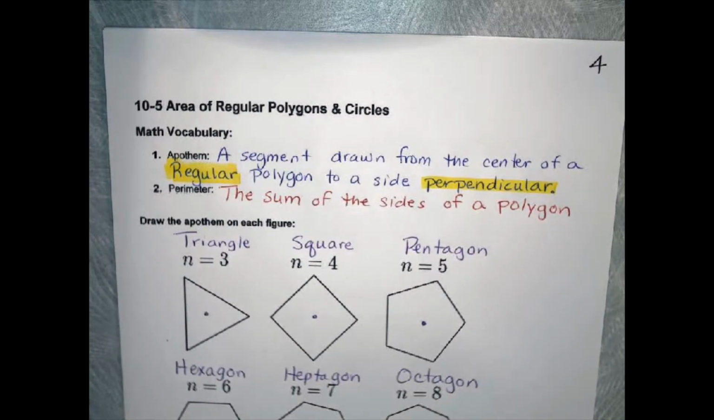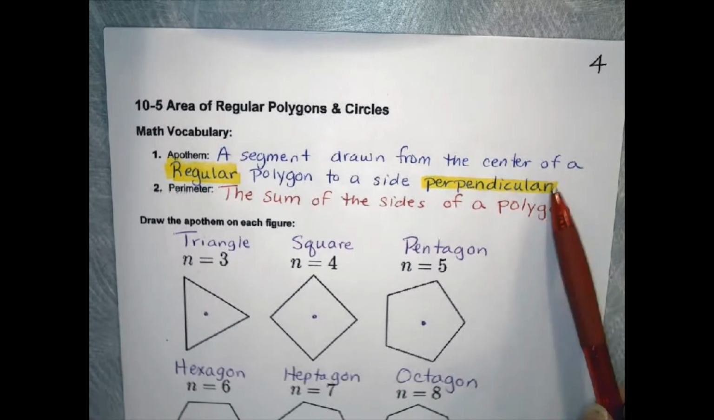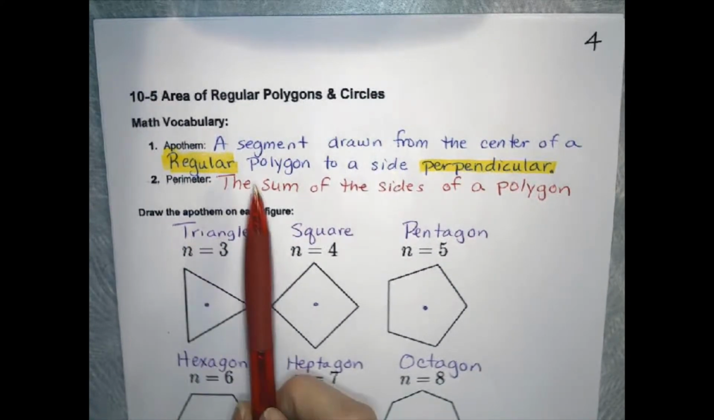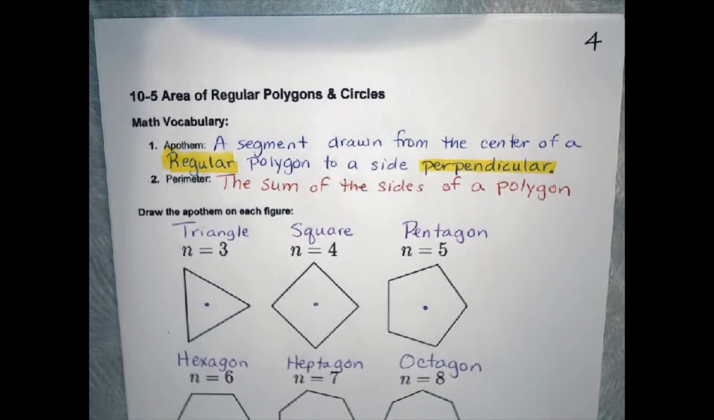Welcome to a lesson on finding the area of regular polygons. An apothem is a segment that is drawn from the center of a regular polygon to a side that is perpendicular. It's very important to recognize that this is only used in regular polygons. And by regular we mean that all the sides are congruent and all the angles are congruent.